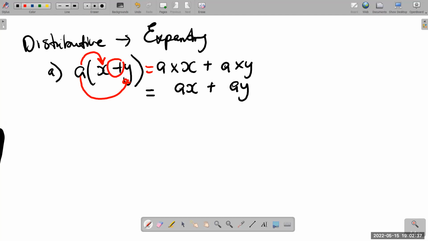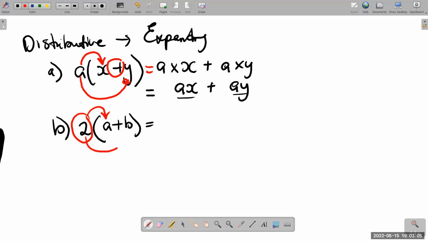Can I add these 2 together? No, I cannot, because they are not like terms. Even though they share an a, they have an x and a y, which makes them different. Let's keep it moving. Everybody following? Pretty easy stuff, right? Let's use a constant instead. It doesn't change anything. The same rules apply. We multiply the 2 by the a and the b, so we end up with 2 times a plus 2 times b, which is 2a plus 2b.